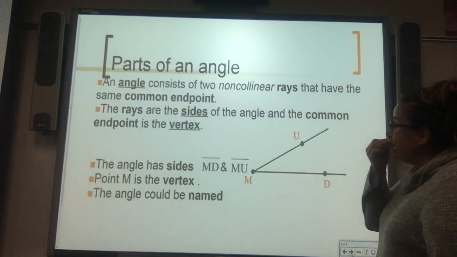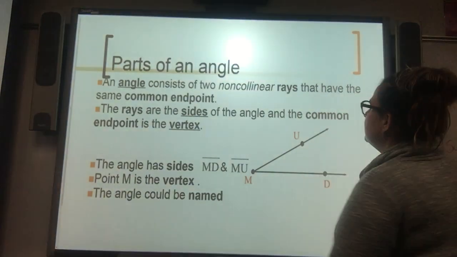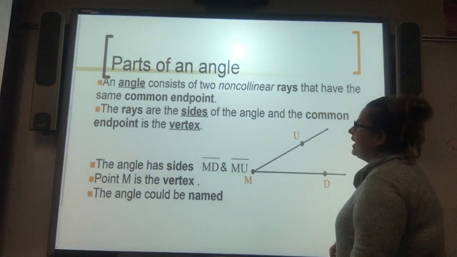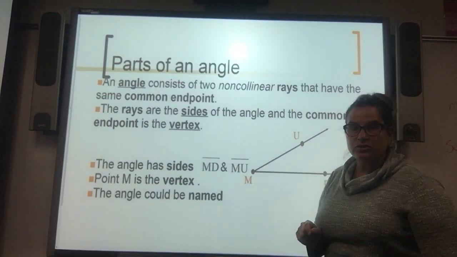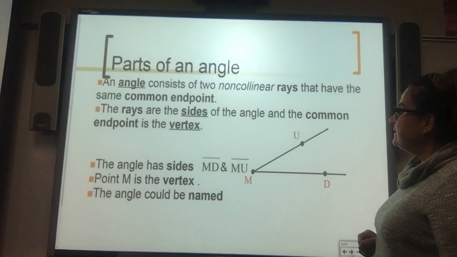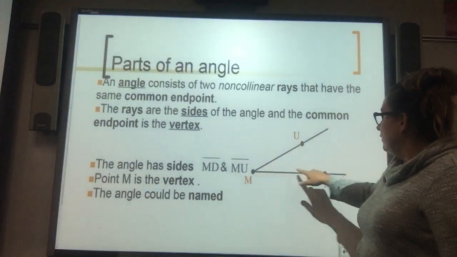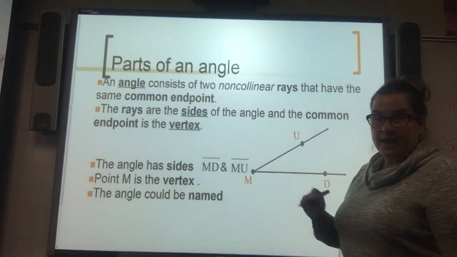So an angle consists of two non-collinear rays. So not the straight line, not the same line. All right, rays have an endpoint and go on forever in the other direction. The rays are the sides of the angle, and the common endpoint is called the vertex.